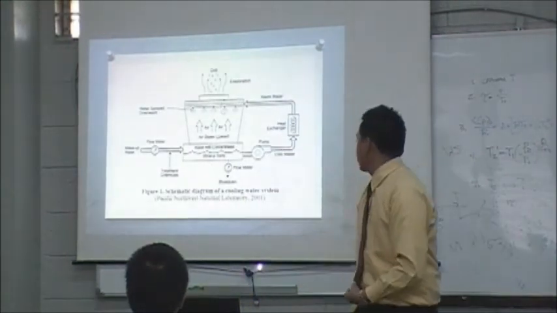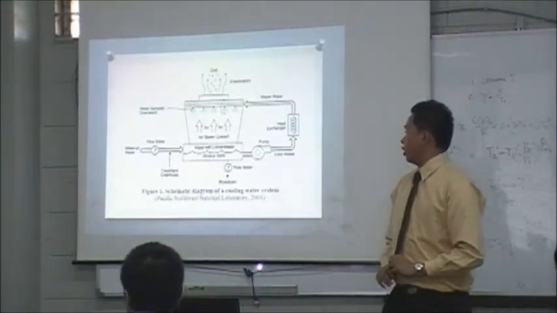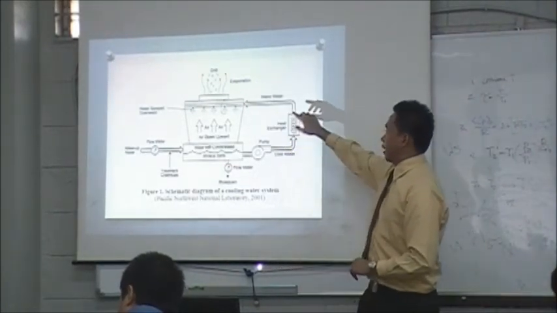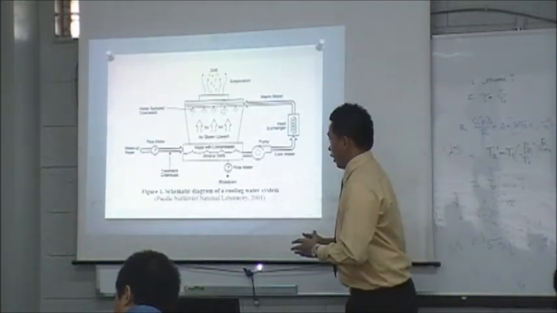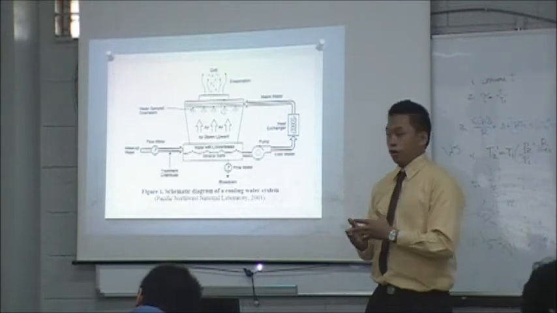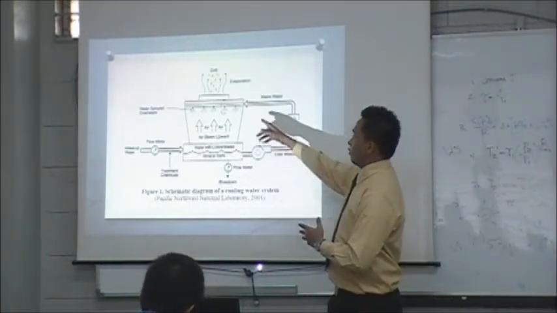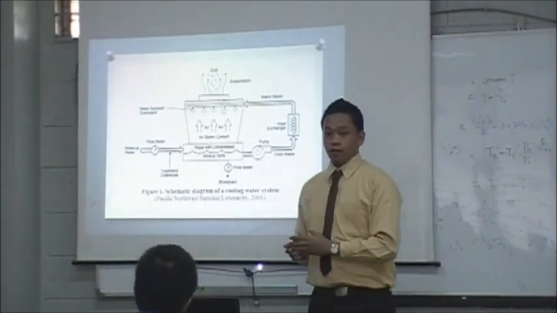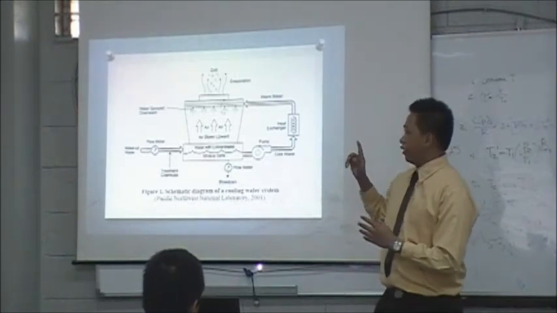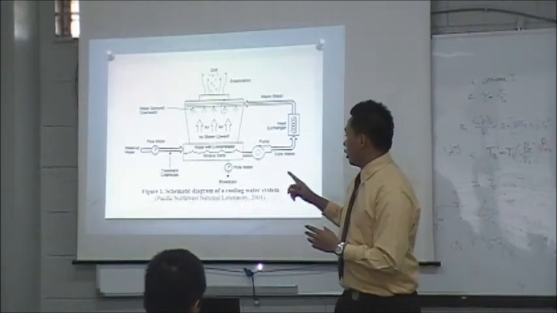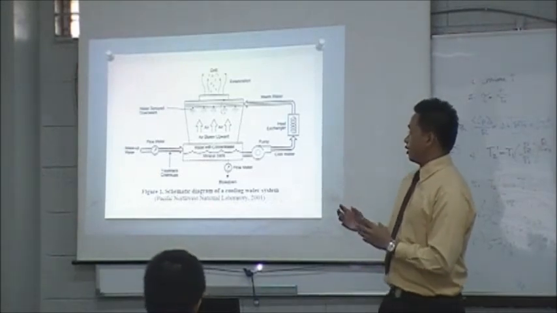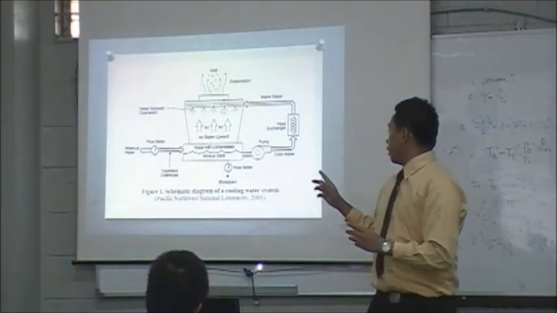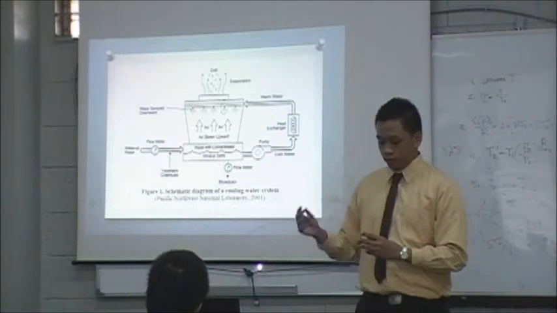First, if we have this schematic diagram of the cooling water system, we can see that at the top of the tower there occurs the evaporation. Evaporation occurs because of the heat exchange between the cold and hot water. Then we have the drift losses. Drift losses are losses due to the high velocity of the air. It is the water that goes out of the cooling tower system without heat exchange, without being evaporated. So it goes out of the cooling tower as water particles.